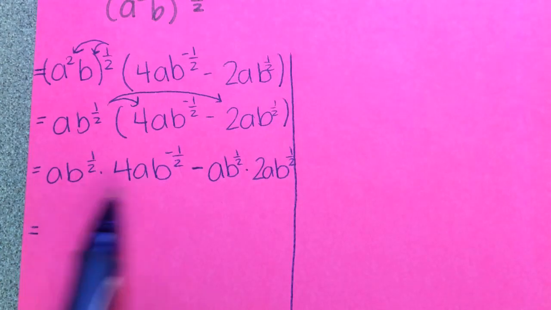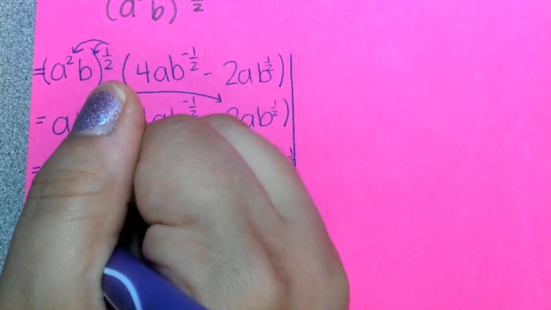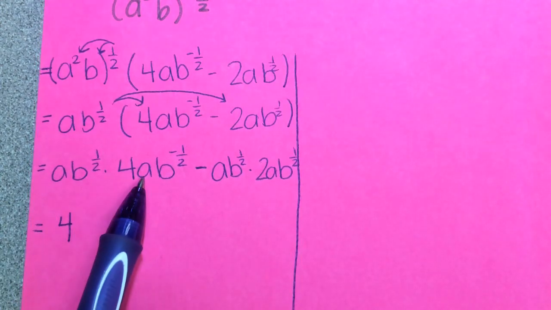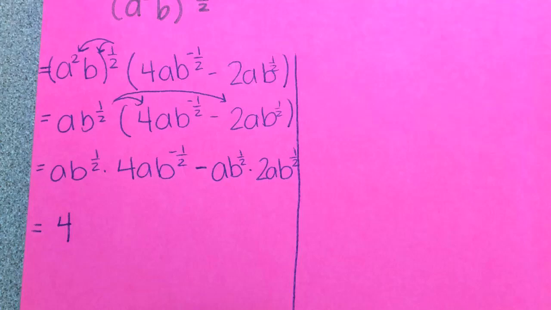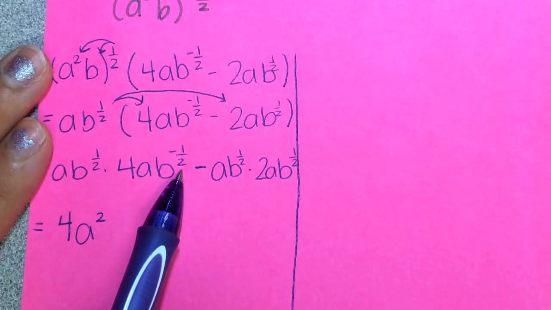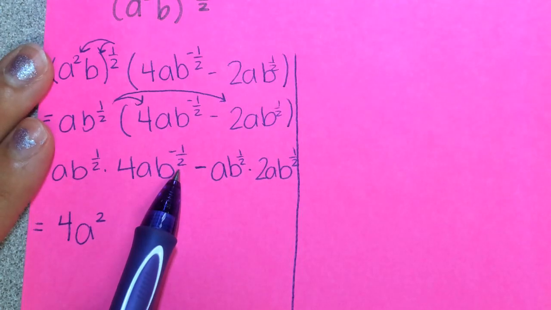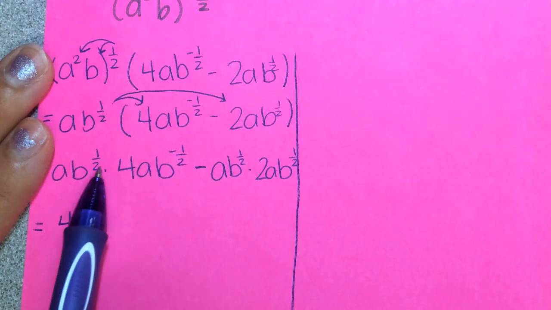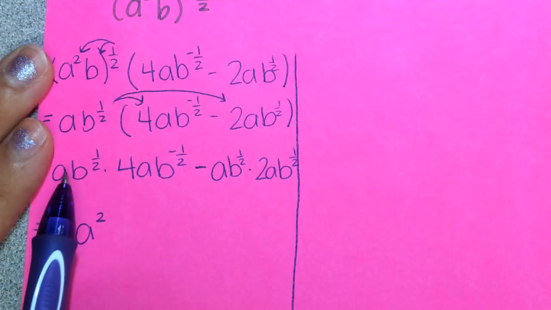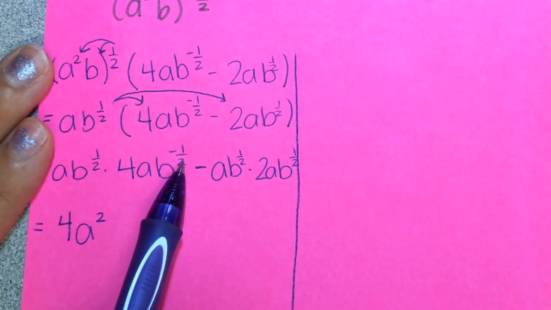What coefficient goes out front right here? 4. And then what is a times a? A squared. And what is b to the 1/2 times b to the negative 1/2? What do we do to those exponents? Add them. What's 1/2 plus negative 1/2? 0. They cancel out.